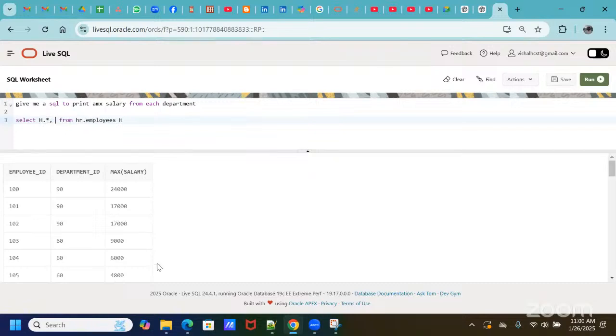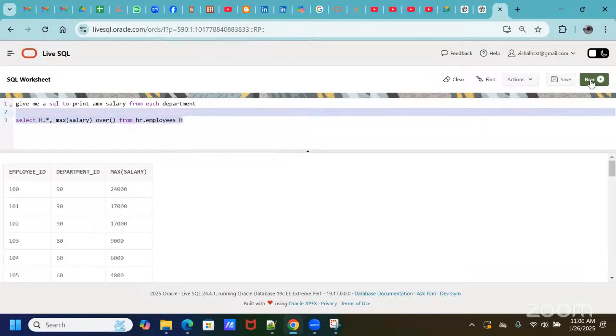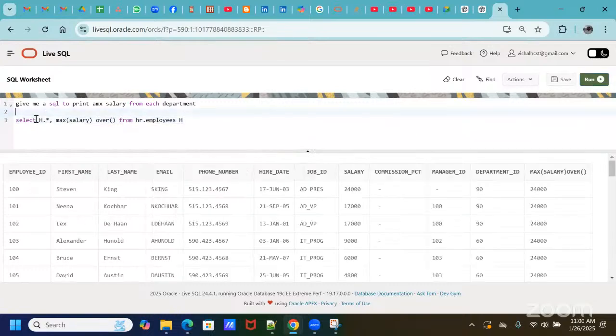Then comma, I'm writing max of salary over, the analytical function. Bracket open. If I do not write anything inside the bracket, what will it give you? It will give you all the data and the maximum salary printed 24, 24, 24, 24, 24, 24, because of over. But this 24 is for 90 rows, and I want it to break for 60.